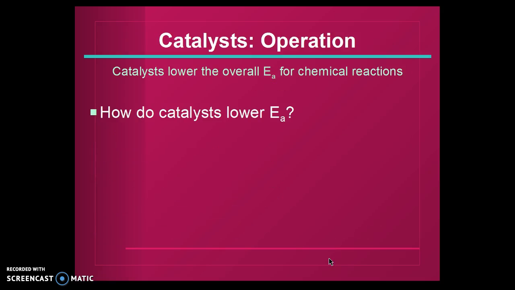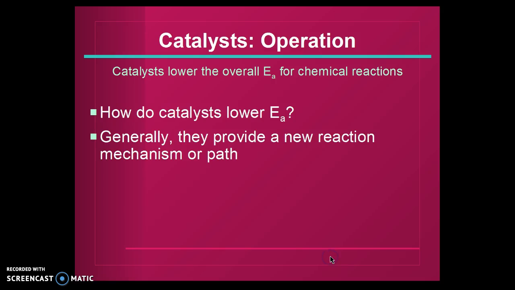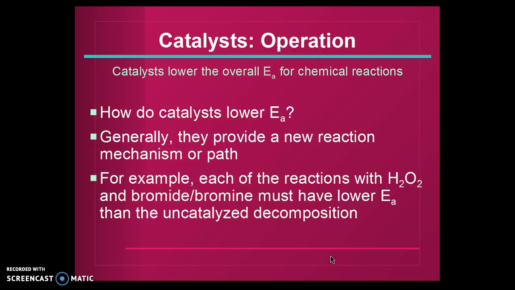How do catalysts lower the activation energy then? Well, generally they provide a new reaction pathway or mechanism. For example, each of the reactions between the hydrogen peroxide and bromide or bromine must have a lower activation energy than the uncatalyzed decomposition, or they wouldn't happen at all.